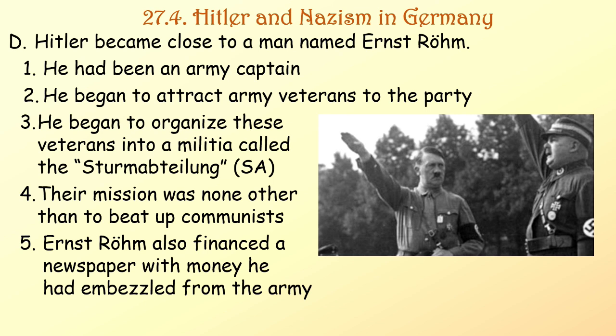Hitler became close to a man named Ernst Röhm. He had been an army captain. He began to attract army veterans to the party, and he began to organize these veterans into a militia called the Sturmabteilung, the SA. And their mission was none other than to beat up communists. And Ernst Röhm also financed a newspaper with money he had embezzled from the army.